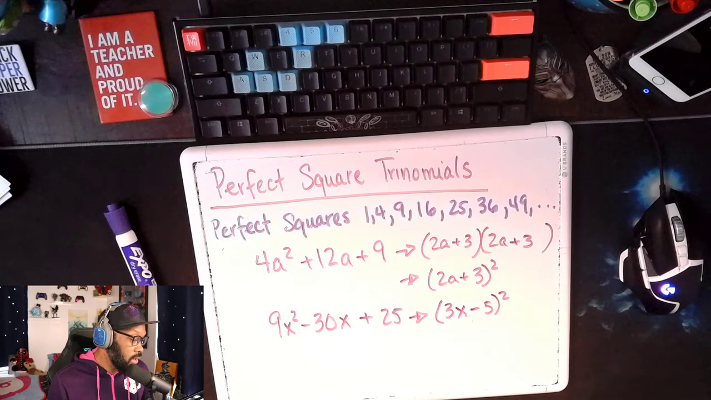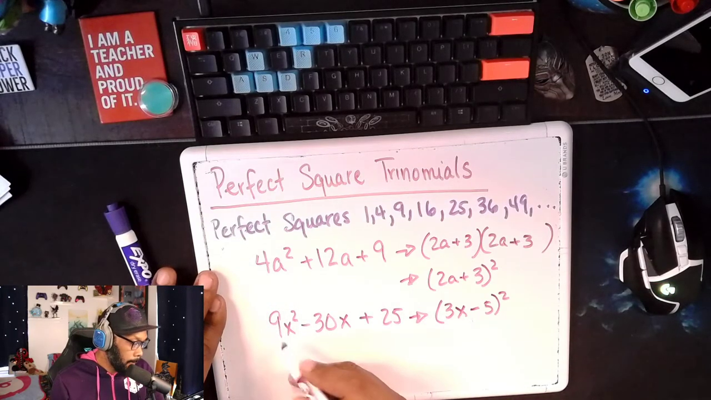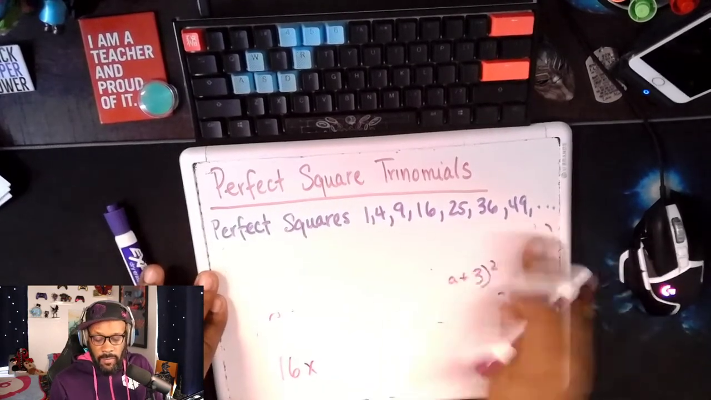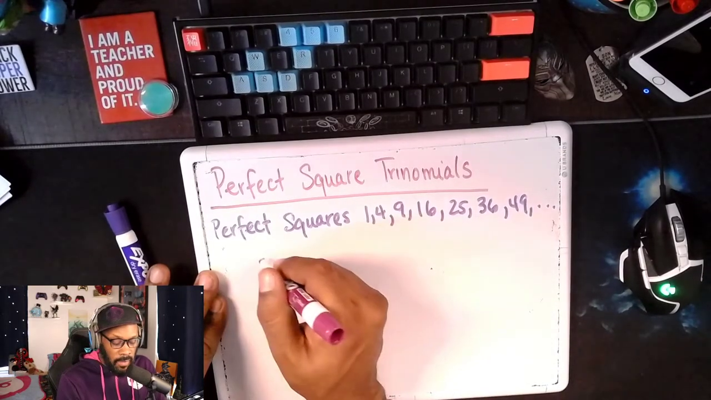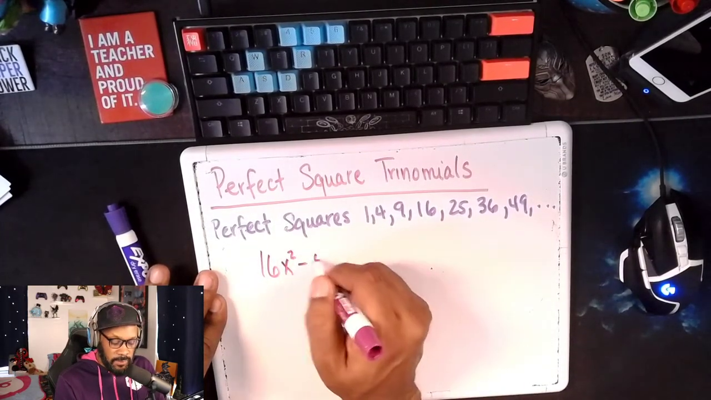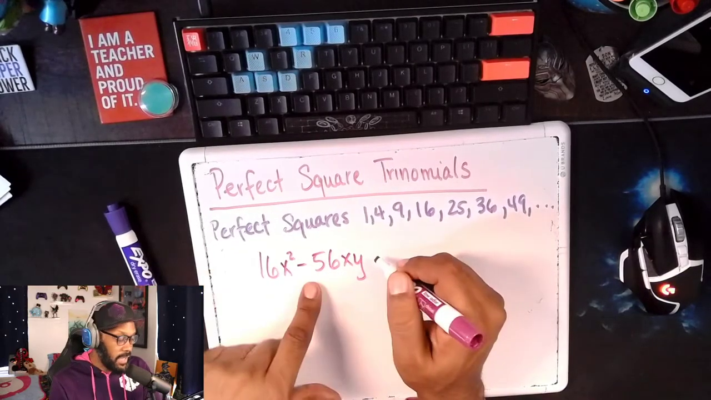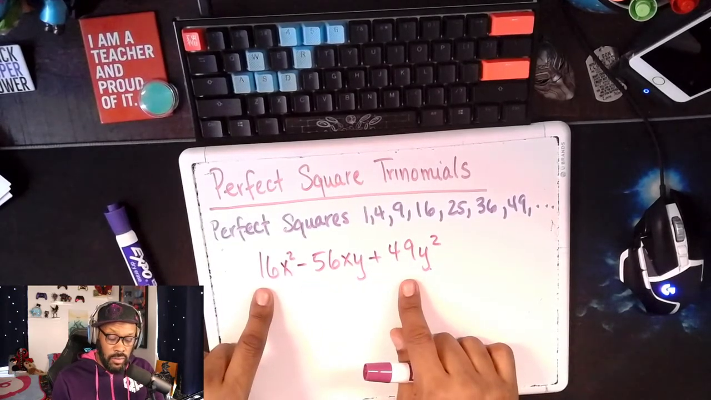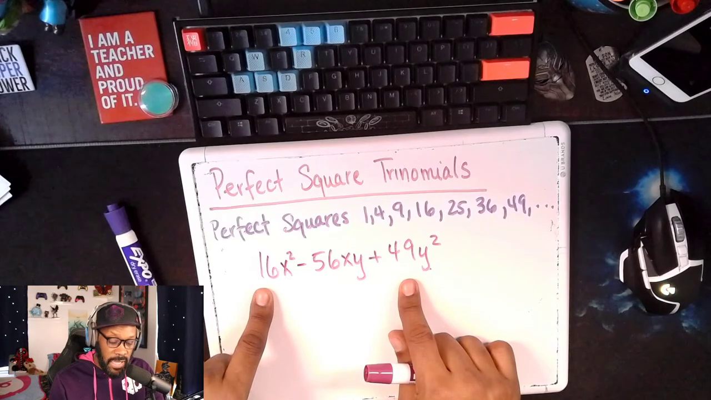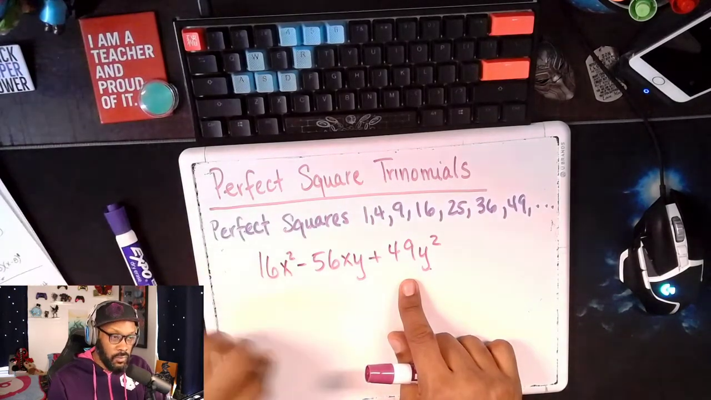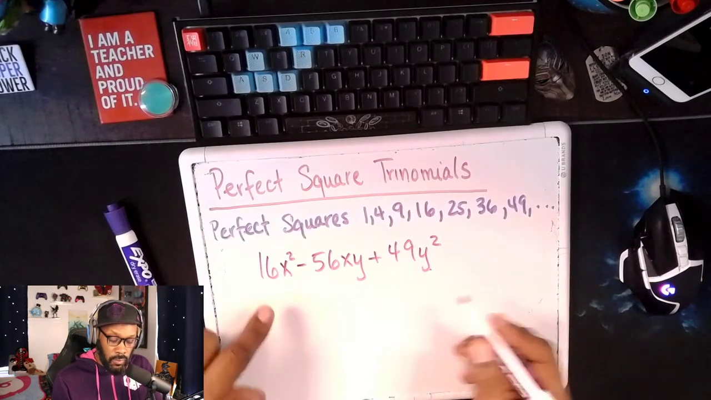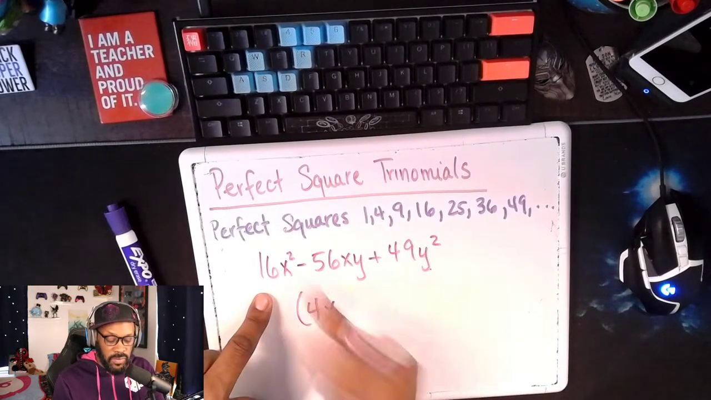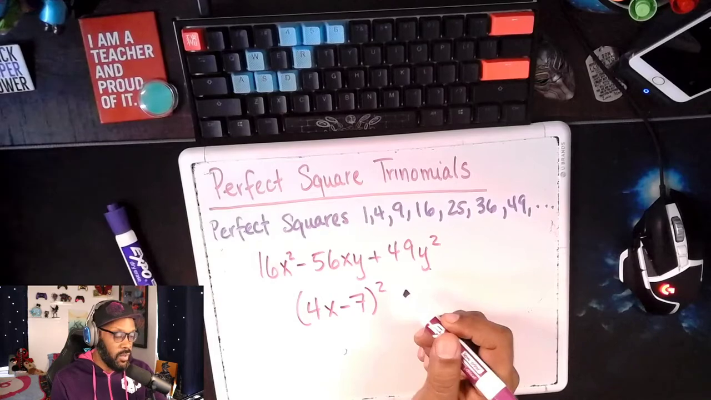Okay, let's run another one. Actually, let me erase these. Now let's go with this. Again, paying attention to signs. Looking at that first term, looking at that third term, what's happening here? Let's pay attention to that. 4 and 7. I think y'all got it. And because you see this middle term is negative, that makes this term negative here as well.